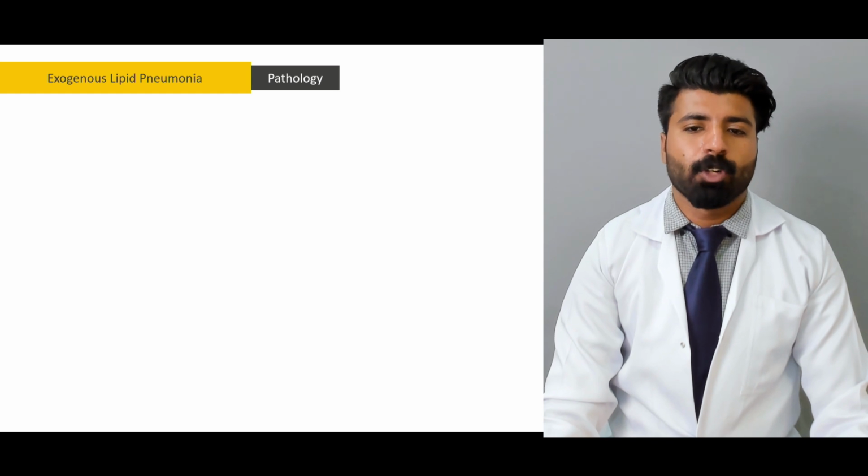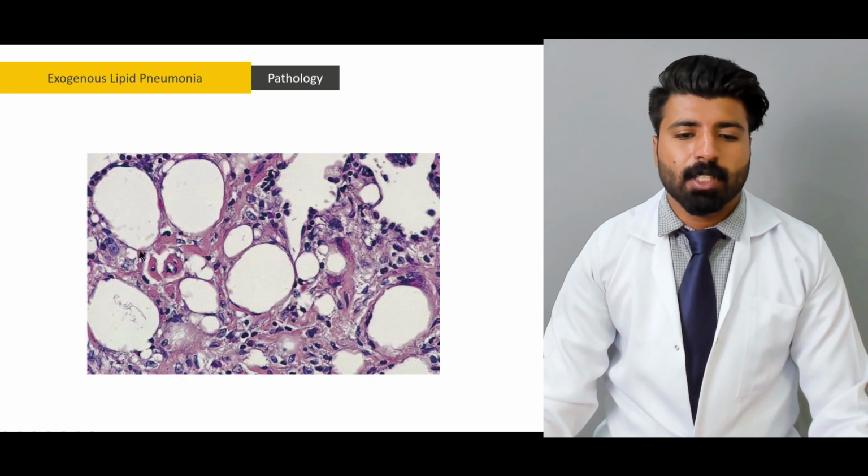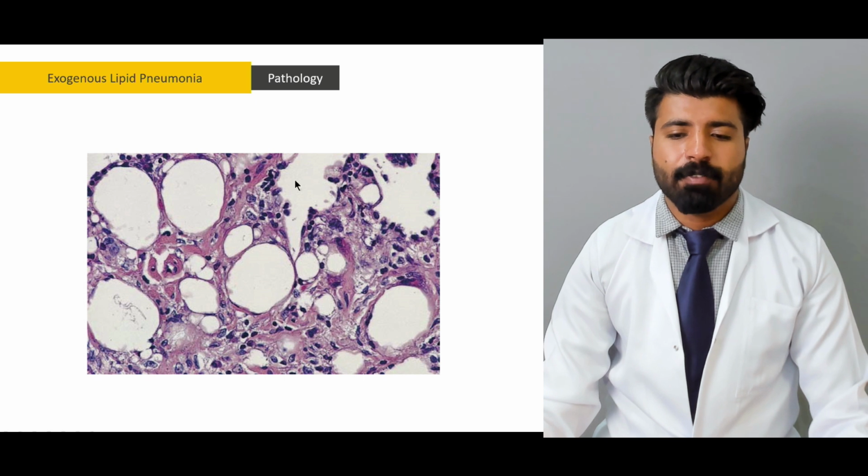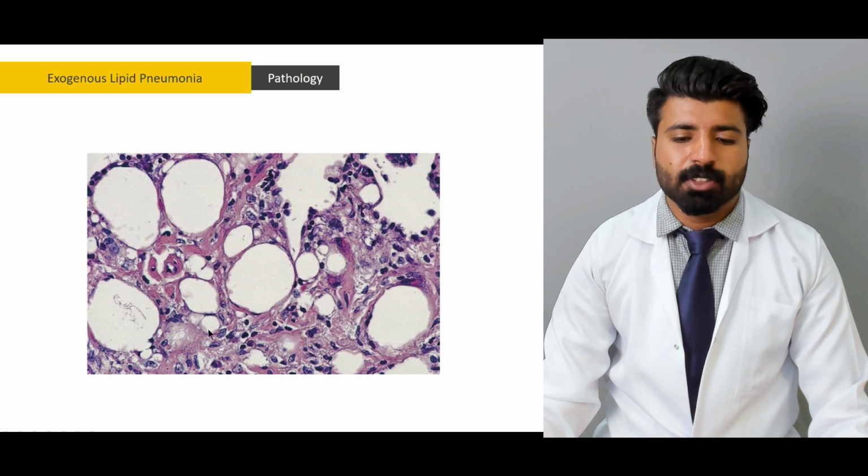Let's talk about what the pathological slide of exogenous lipid pneumonia will look like. So this is what it looks like. The alveoli, you can see they're not affected by this kind of lipid intrusion, but you can see the lipid involvement outside of it.